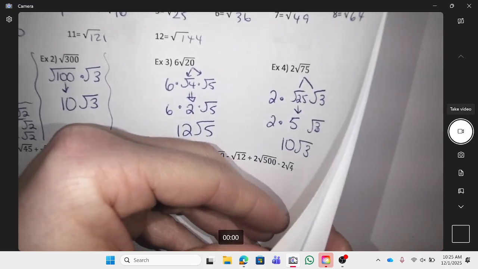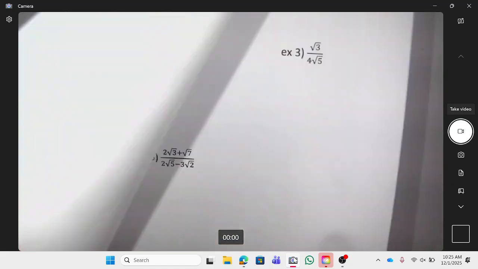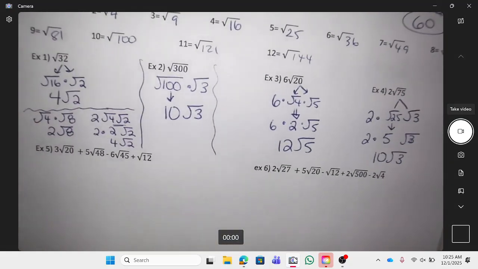Okay, we're going to do either 5 or 6 today. We'll save one for tomorrow. Do we have a preference? Which one do you want to do today?